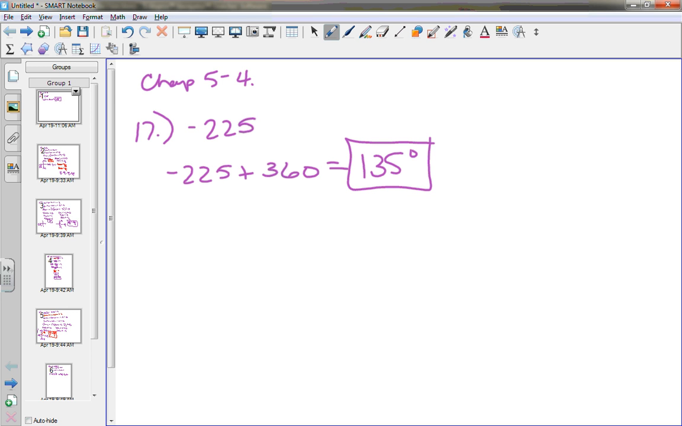So if that gives me 135, my question to you is, is that on the unit circle? Yeah. Since it's already on the unit circle, do I need to do anything? 90 plus 45. It's in quadrant 2, right? So I don't have to do the sum or the difference there because I can find them right away.